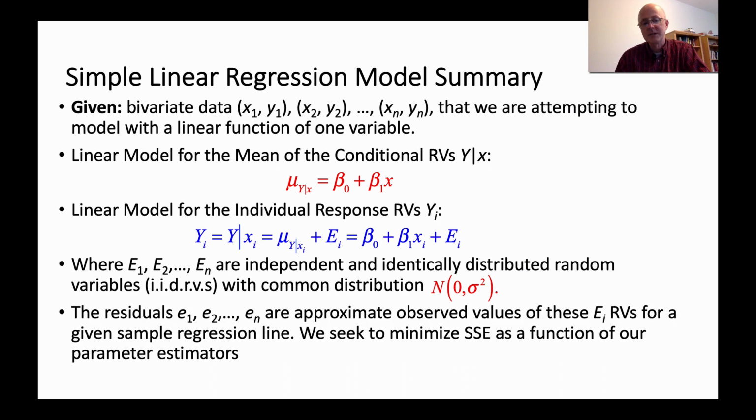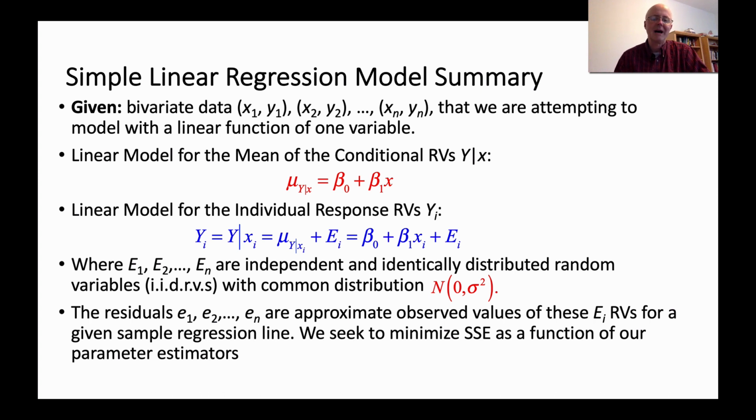We also have these residuals, these lowercase e_i's, e_1 through e_n. Essentially, these are the approximate observed values of the capital E_i's. Now, that's not quite right because the capital E_i's are related to the population regression line, whereas these little e_i's are related to the sample regression line. But essentially, we think of them as being approximations for those things.